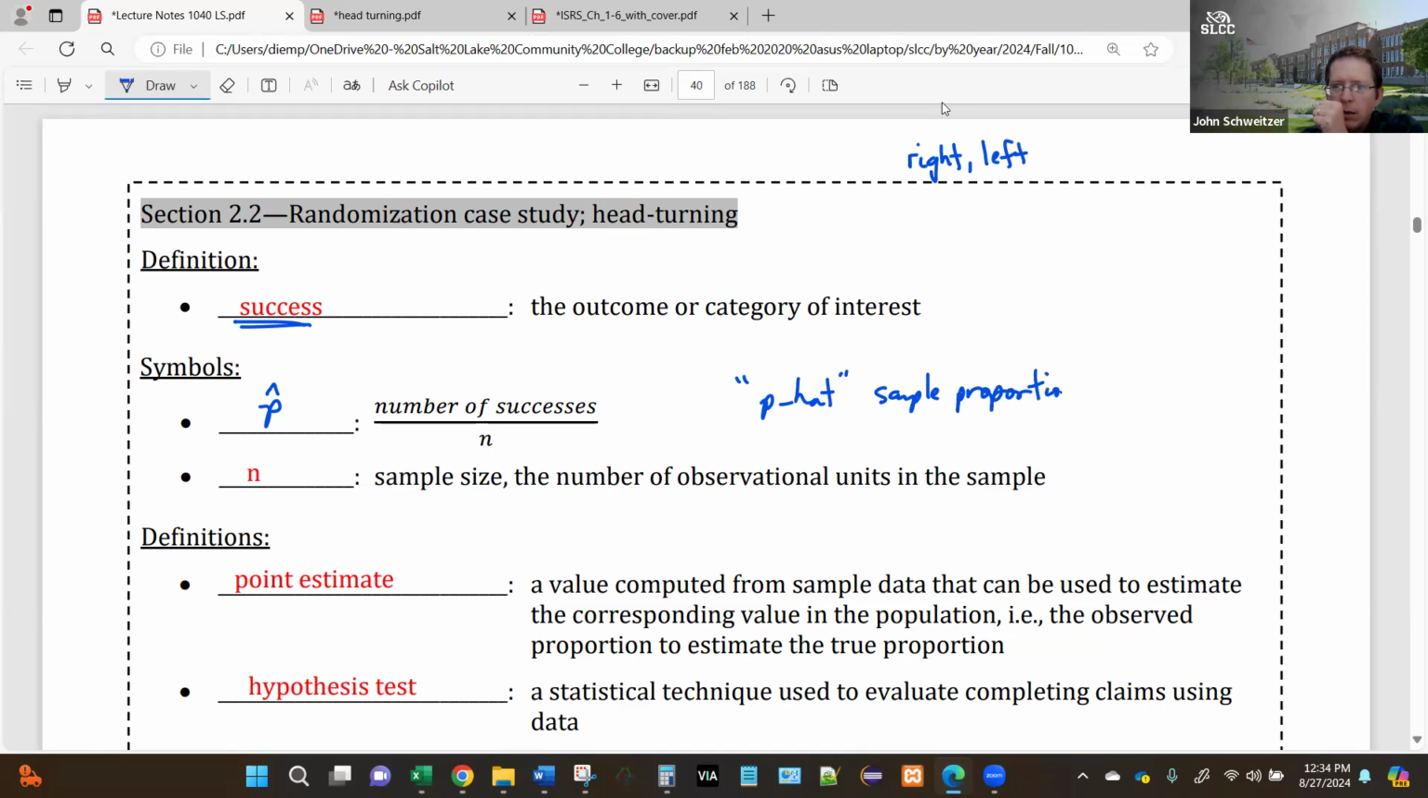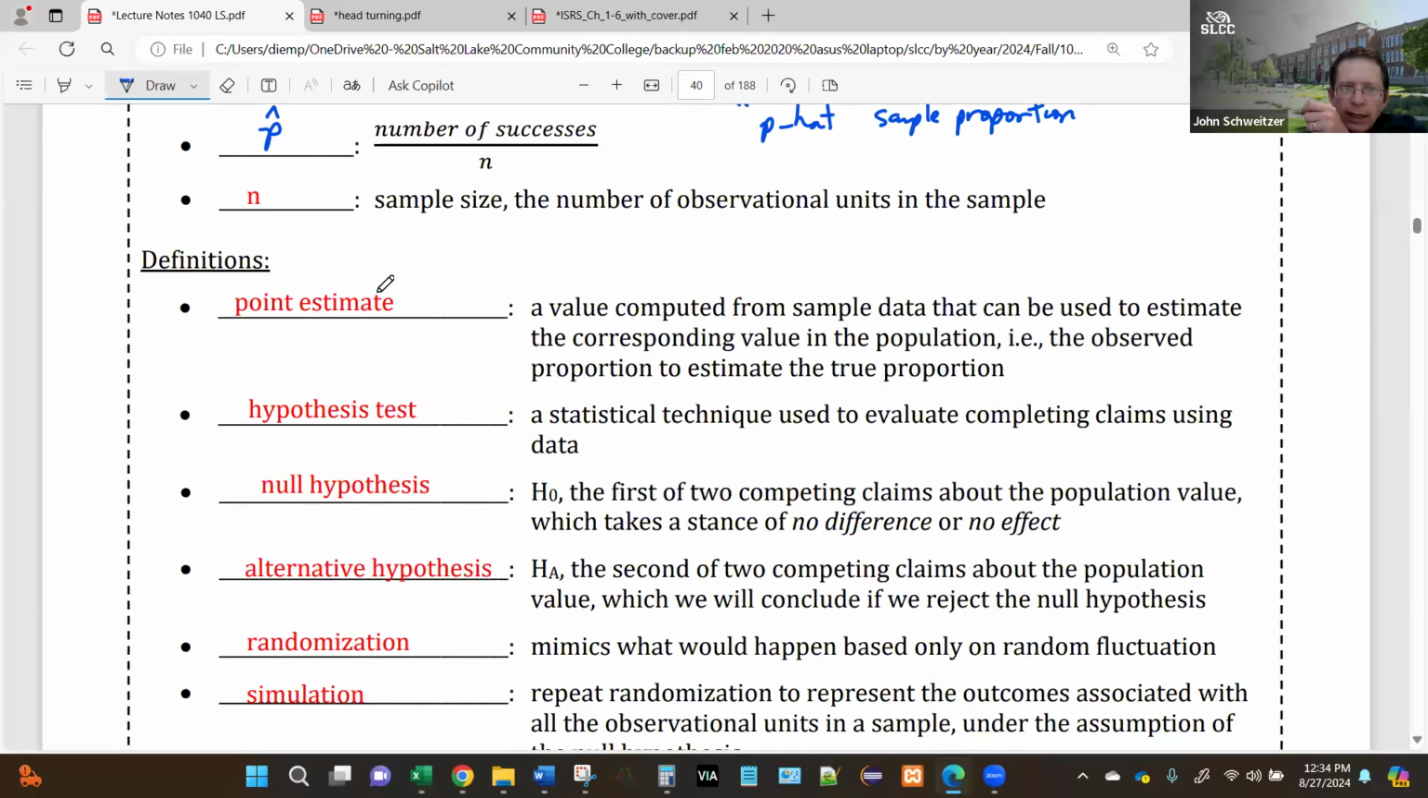He didn't travel around the world and observe every single couple kissing, right? That's impossible. He just looked at a sample, 124 or so. So it's a sample proportion. It's a statistic. Lowercase n again is the sample size. So some definitions: the point estimate is the p hat. That's the value that estimates the true proportion of right turns out there.